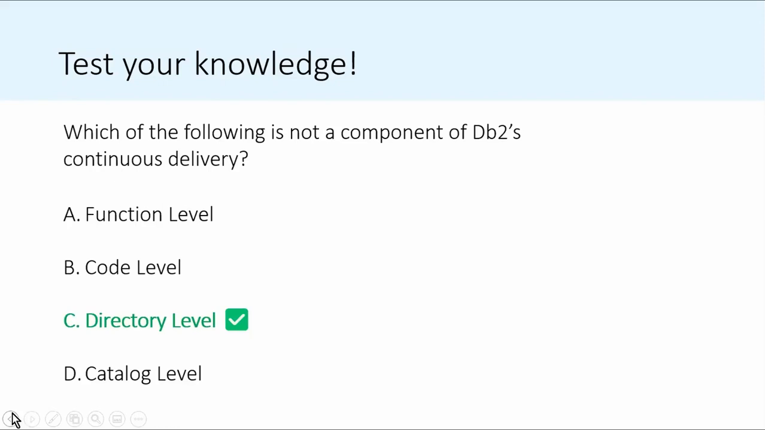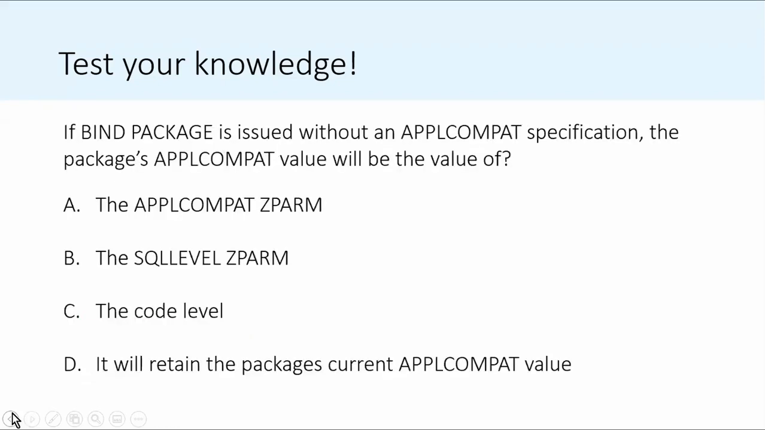Okay, so we'll see how that goes. I have another test your knowledge. If a bind package is issued without an application compatibility specification, the package's application compatibility value will be the value of what? A, the application compatibility zparm, B, the setting for SQL level, C, the code level, or D, it will retain the package's current application compatibility or APPLCOMPAT value.